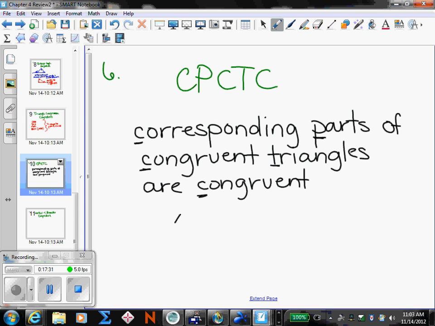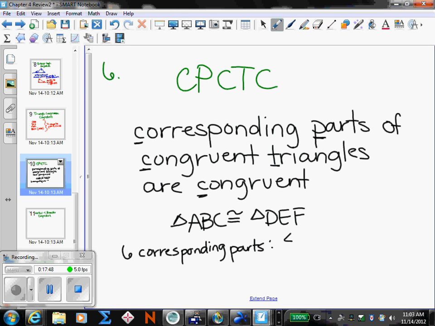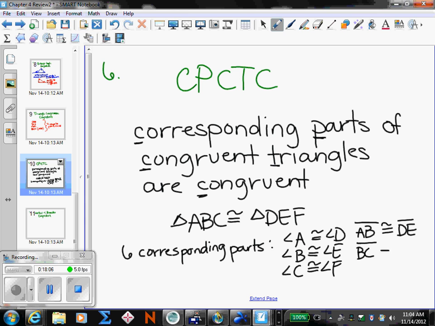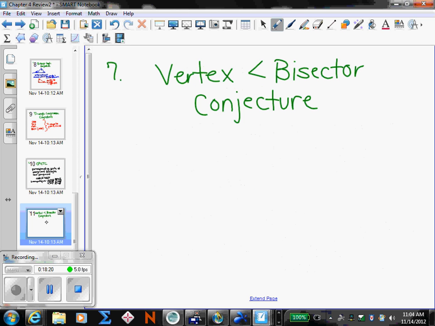So if I tell you that triangle ABC is congruent to triangle DEF, the 6 corresponding parts are angle A is congruent to angle D, angle B is congruent to angle E, angle C is congruent to angle F, and then your line segments. Line segment AB is congruent to line segment DE, line segment BC is congruent to line segment EF, and line segment AC is congruent to line segment DF. CPCTC. 2 more flaps.